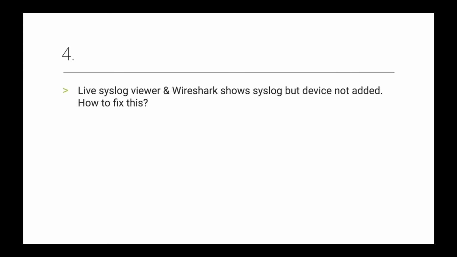Live syslog viewer and Wireshark show syslog but the device is not added. How to fix this? These are the most common scenarios that we come across in technical queries. If in live syslog you are seeing packets, and in Wireshark you are seeing packets, we need to check a few points: whether the logs are received in a valid format or not, and whether there is proper time sync or any time difference between the Firewall Analyzer server and the firewall. If that is corrected and you are still seeing issues, we need to check the debug logs to find out what is causing the issue. Then based upon the information available in the logs, we troubleshoot the issue accordingly.